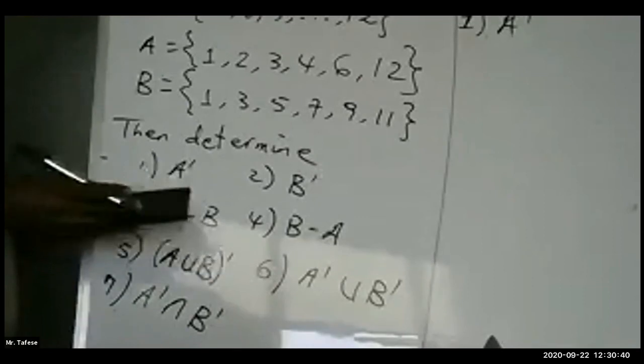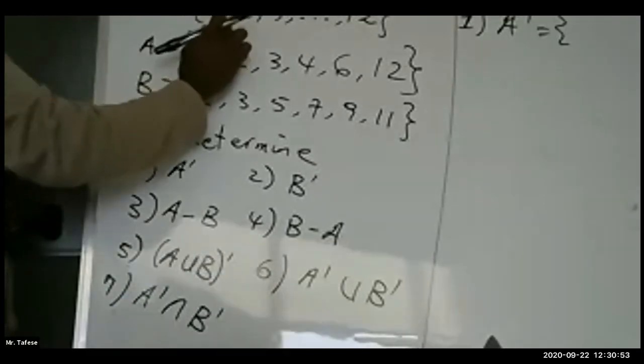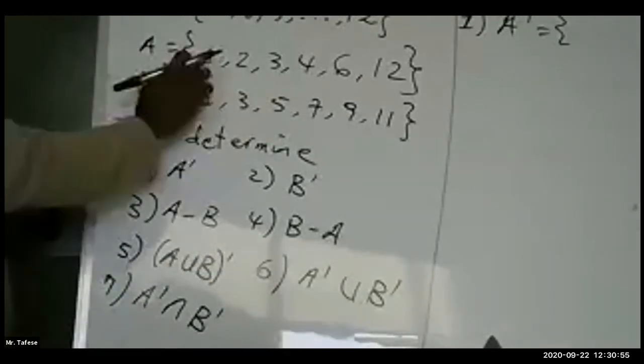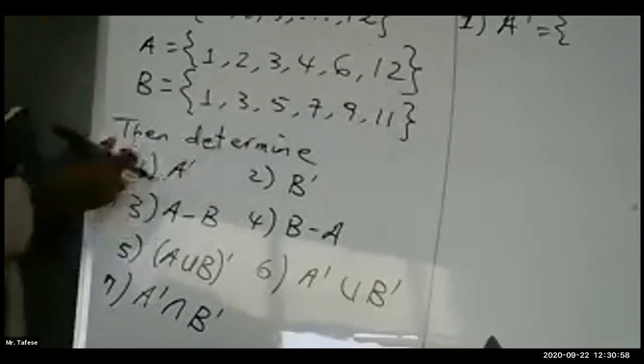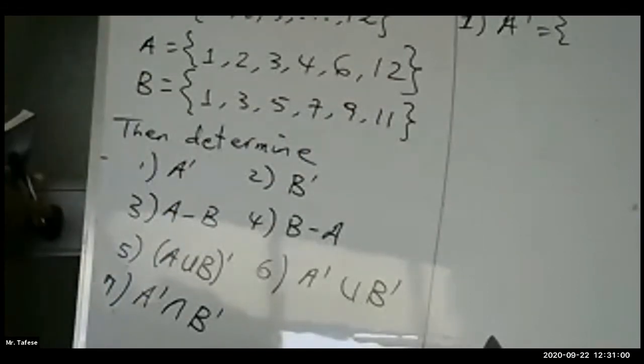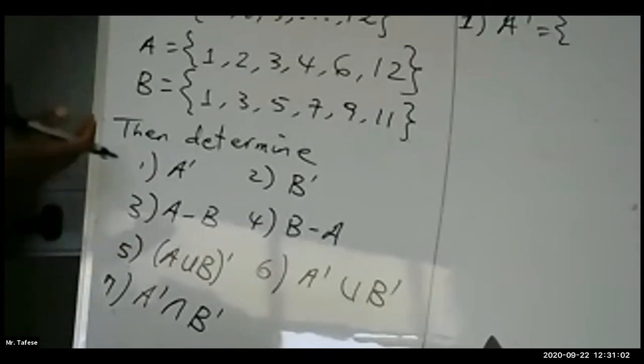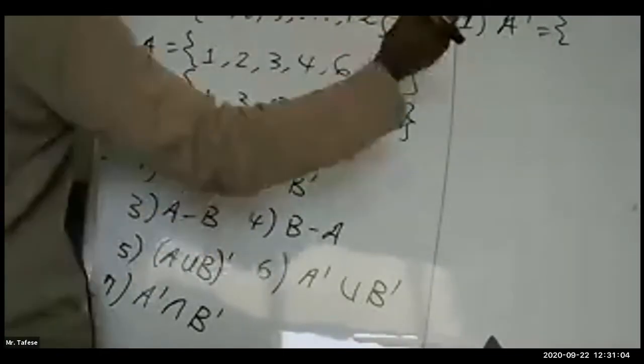A complement is a set, the universal set from 1 up to 12, and A is 1, 2, 3, 4, 6, 12. So what are the elements of A complement? A complement is a set consisting of, go ahead.